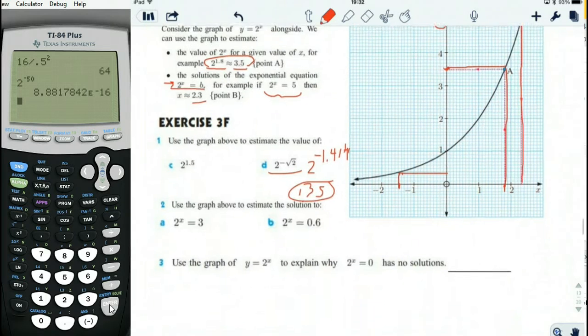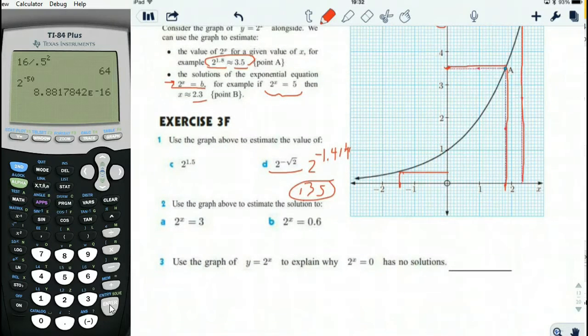All right. Use the graph above to estimate the solution to, and they give us 2 here. Let's do 2 to the x equals 0.6. So we take 0.6, it's about there. And that would be about equal to, let's see, maybe negative 0.7.